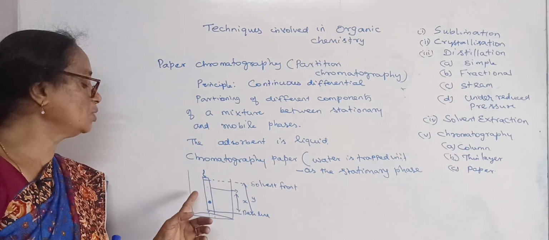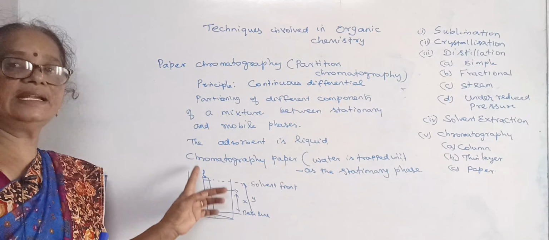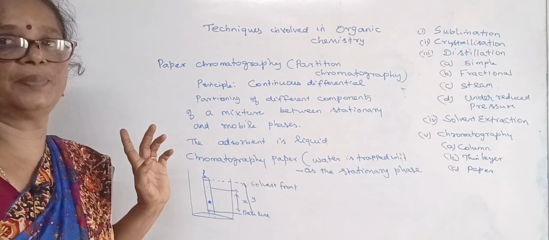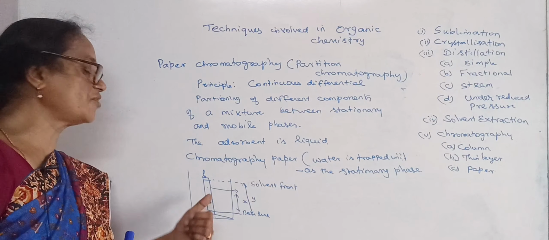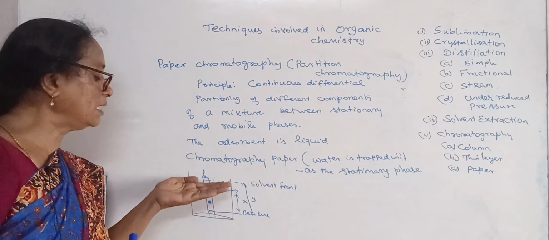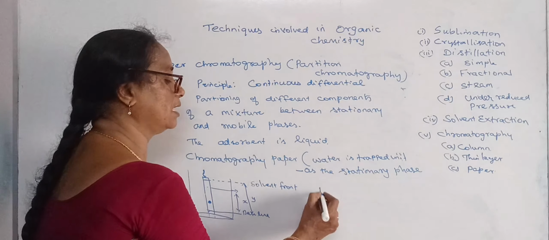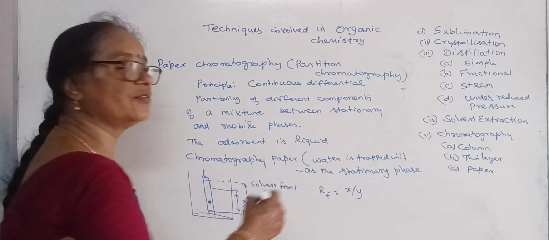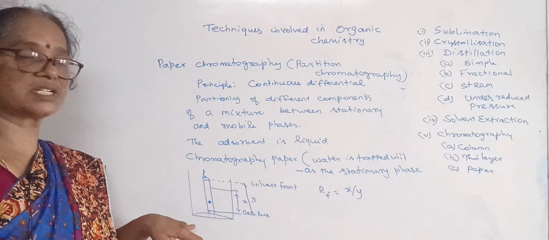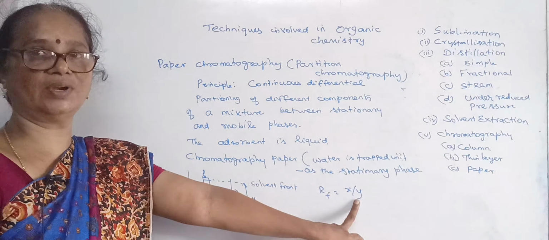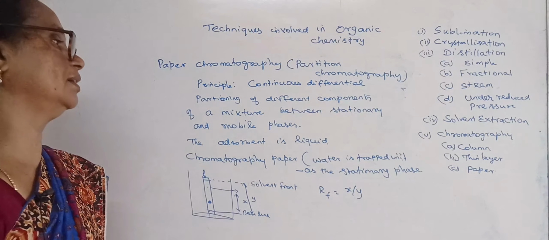When it rises through the paper, the different components of the mixture are also collected and they appear at different parts of the paper. And from the color of the collected material, we can identify the components of the mixture that are separated and partitioned from one another. And from this also you can find out the retention factor RF. RF is nothing but the ratio of X to Y, where X is the distance moved by the substance from the baseline and Y is the distance moved by the solvent. So in this case, highly purified organic compounds can be separated out.